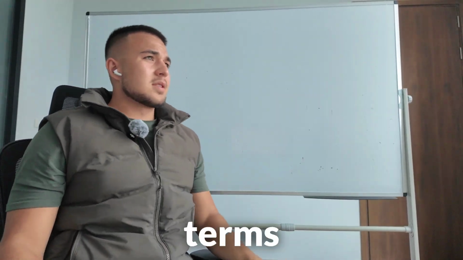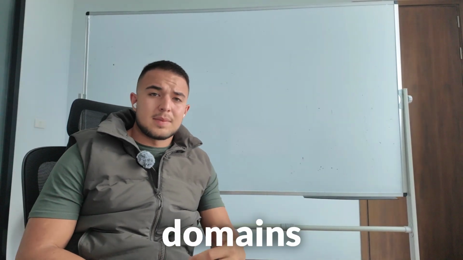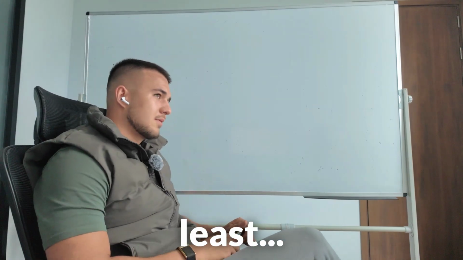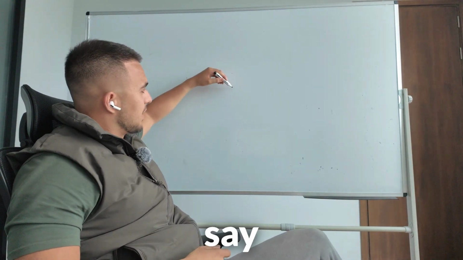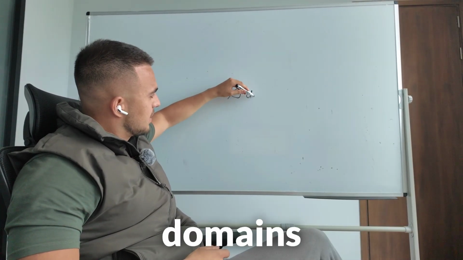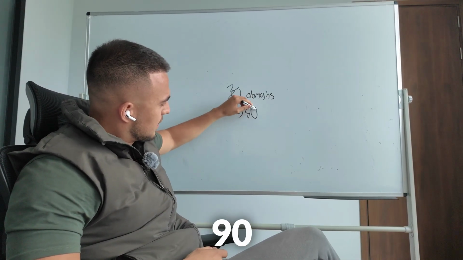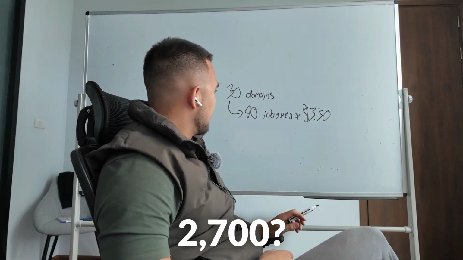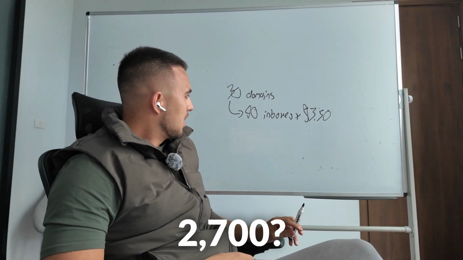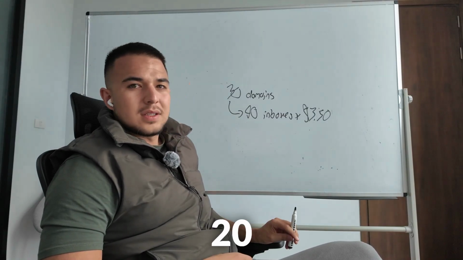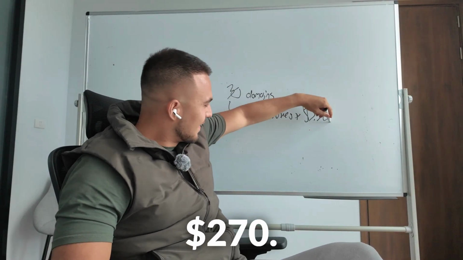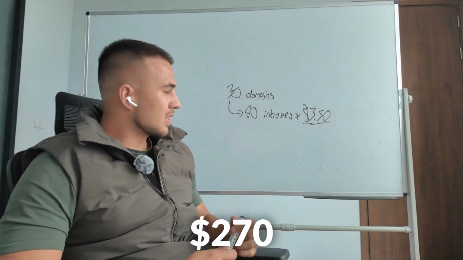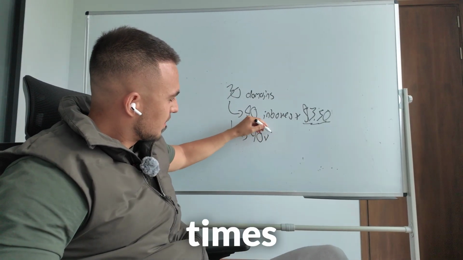So in terms of buying emails and buying a certain amount of domains, it depends how much of a budget you have, but I would say as a test, you want to do at least 30 domains. And then that would be 90 inboxes times $3.50, which is what? Is that right? $270. That's what it looks like. $270 you'll be paying per month.